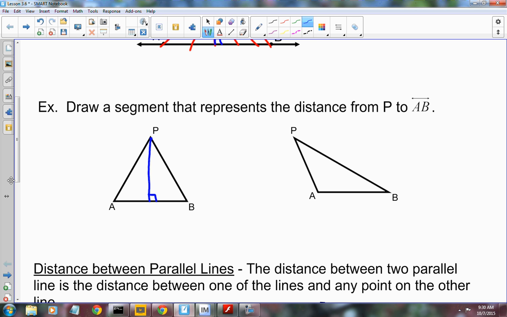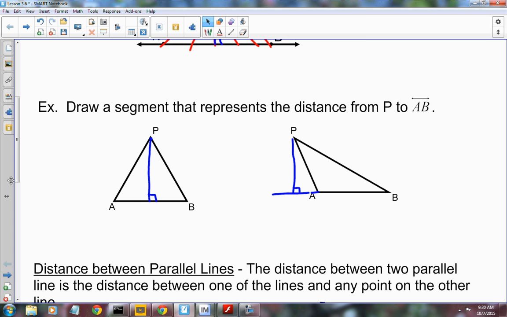We're going to do the same thing here, except where am I going to draw it? What's going to have to happen? AB is going to have to be extended. So we're going to have to extend it, and then I can draw my perpendicular.